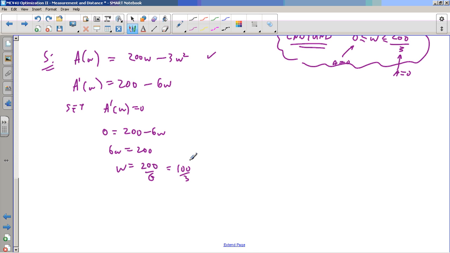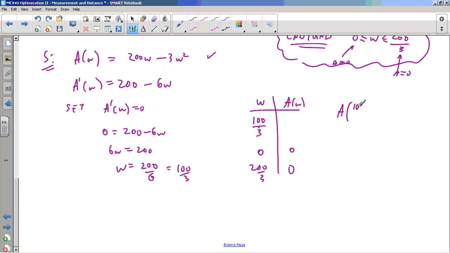Okay, dandy. So then what do I do? In my solution, I've still got to check my endpoint. So I've got W, here's the one I think it is going to be, probably. Then I got 0 and 200 divided by 3. These both give me an area that are 0 and 0. And now I got to put this awful fraction into my area formula to calculate it.